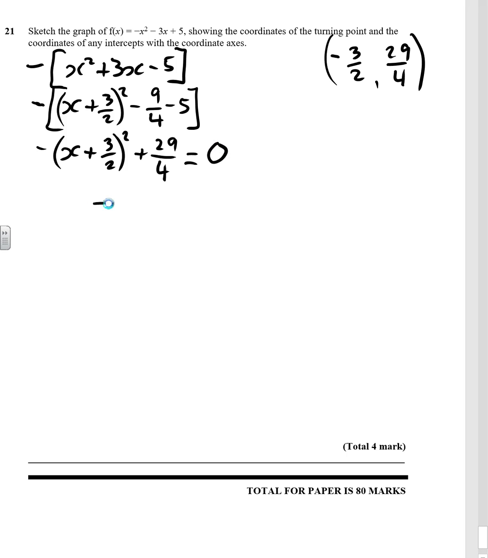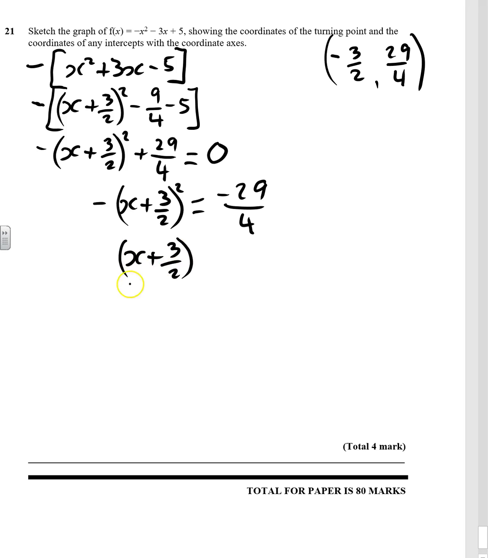So I get, take away 29 over 4 from both sides. Now, because they're both negative, I can multiply through by -1, which makes, actually I'm going to do that in one step. So this becomes positive, and I'm going to square root it. And actually I don't need the bracket.